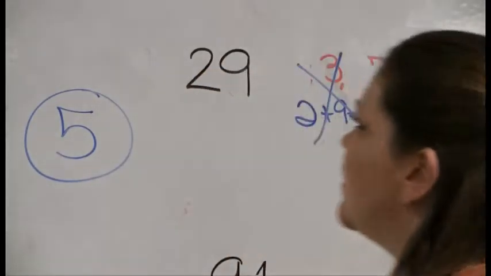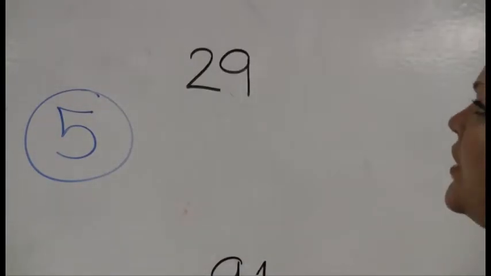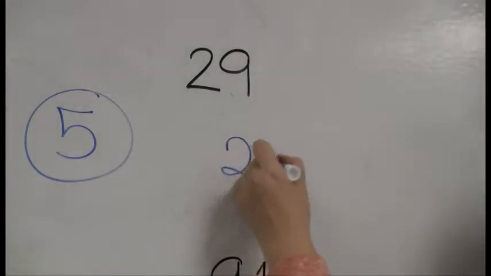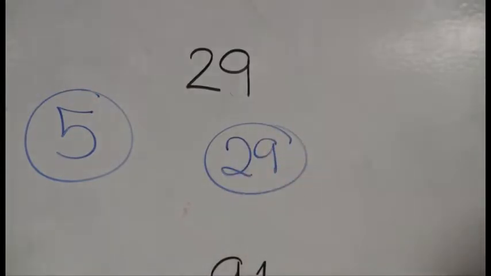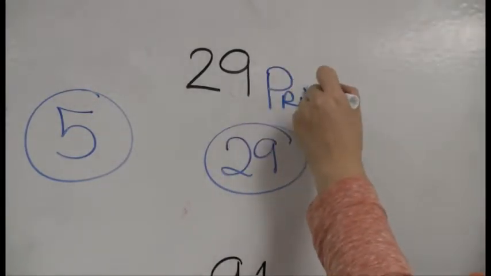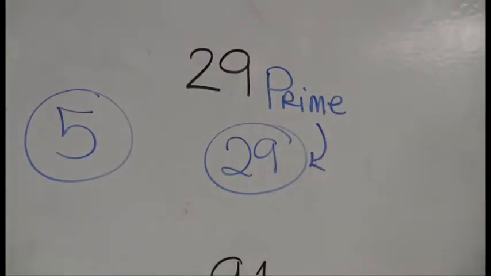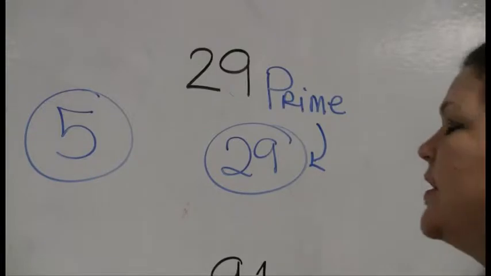So a lot of people will tell me, well, then what's the answer? What are the prime factors? What I just realized is that 29 itself is a prime number. So therefore, the only prime factor is 29. Now that's new. Okay, so take note of this, guys. If a number is prime, its prime factor is itself. Make sense? Okay, let's do another one.